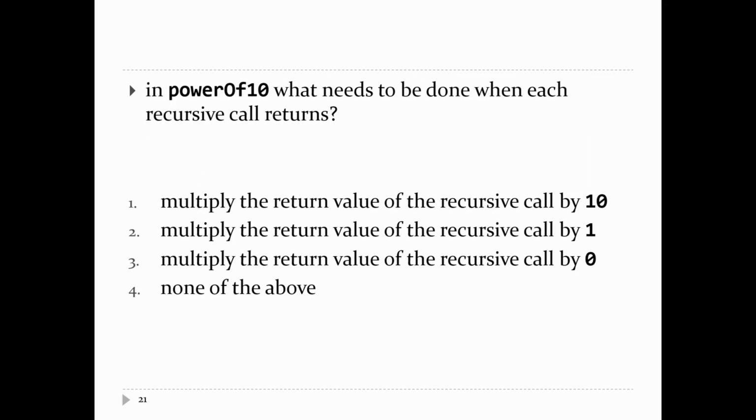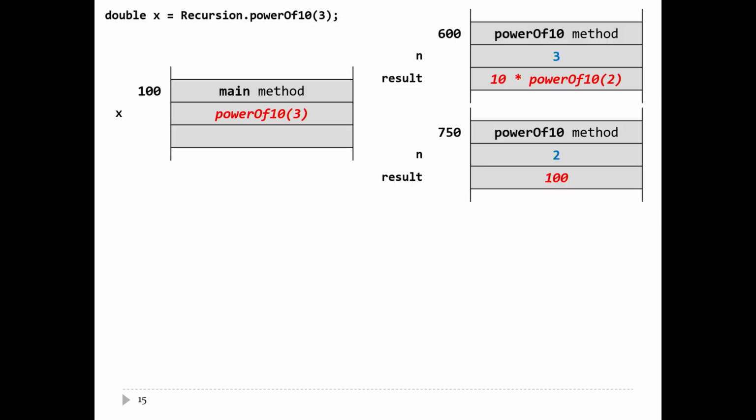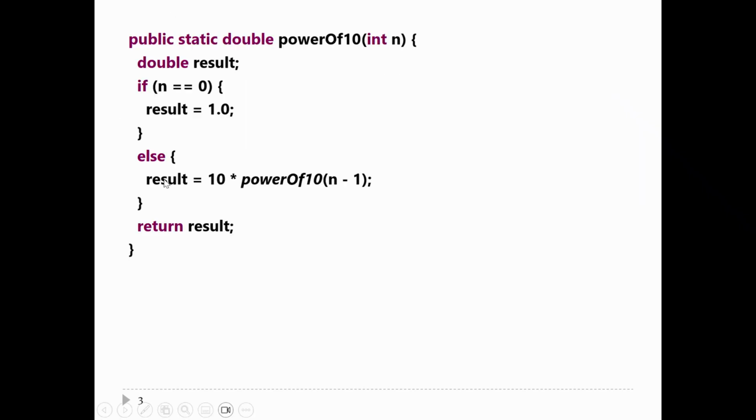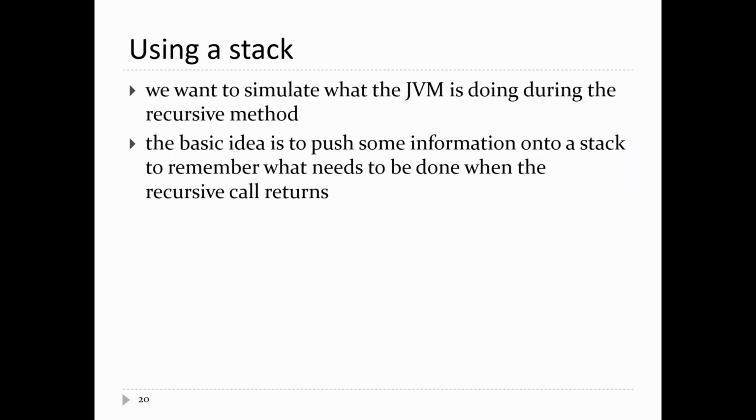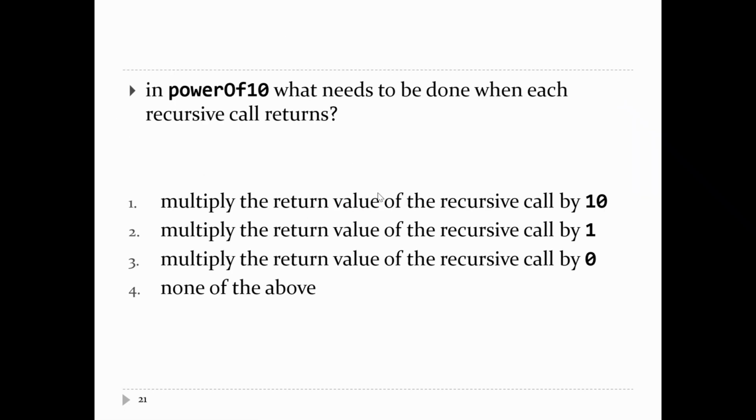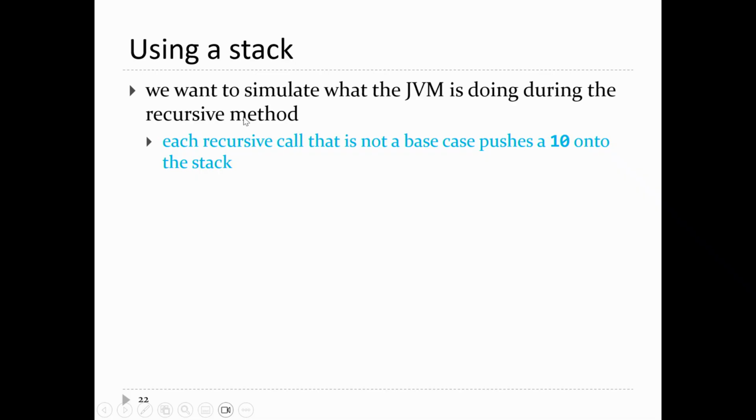So for example, in power of 10, every time a recursive call returns, something happens. You take the value of the recursive call and you multiply it by 10. Okay, so we want to simulate what the virtual machine is doing during the recursive method. So when each recursive call returns, we want to remember that we need to multiply that result by 10. So we're going to create a little stack, and we're going to push a 10 onto the stack.